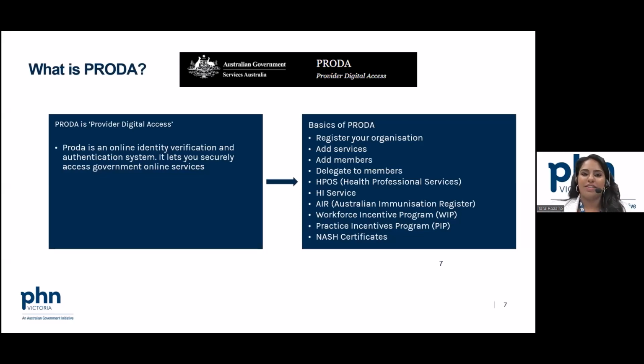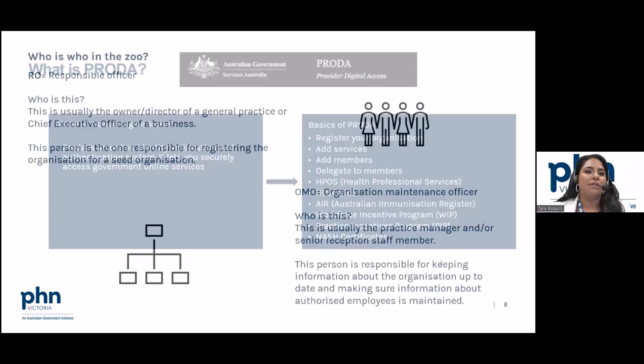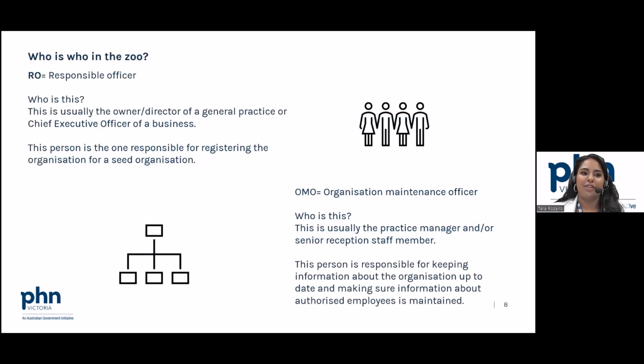I'll just move on to who's who in the zoo. So a bit of the jargon of who's the RO and the OMO and what is that. The RO is typically the owner of a practice or the CEO if you have multiple locations in your corporate. So this person is responsible for registering the organisation and adding staff members and adding their OMO.